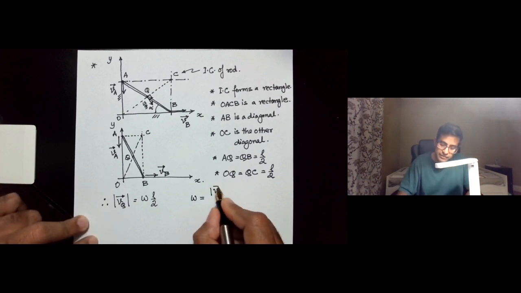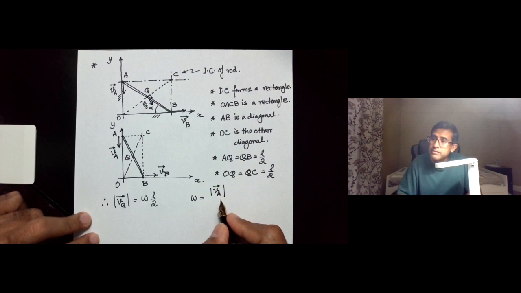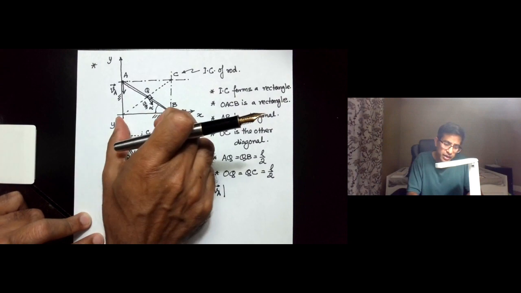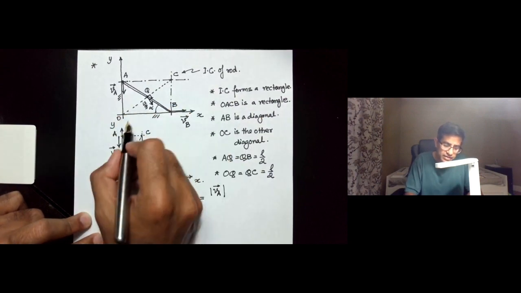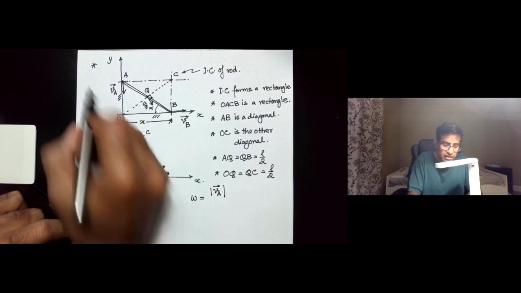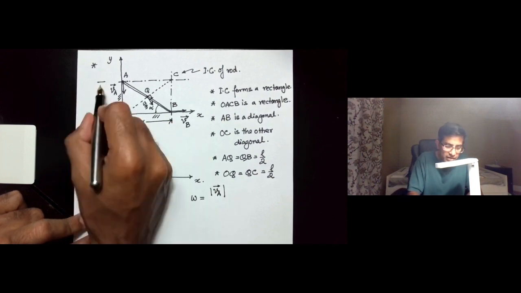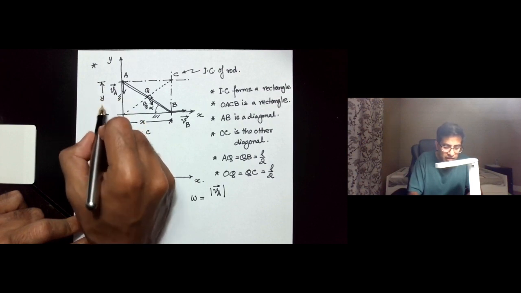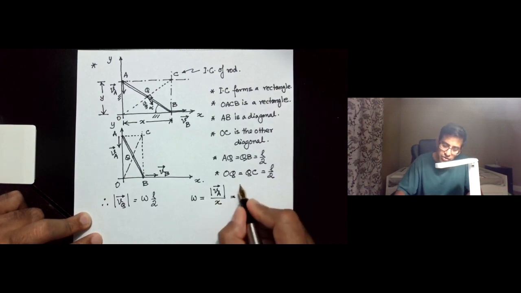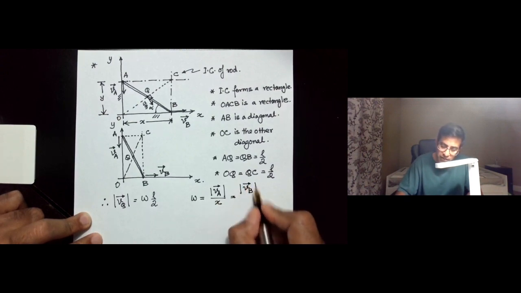And in fact you can say that omega is equal to VA divided by this distance. Let's say this distance is x, and this distance is y, then it is VA over x, which is also equal to VB divided by y.